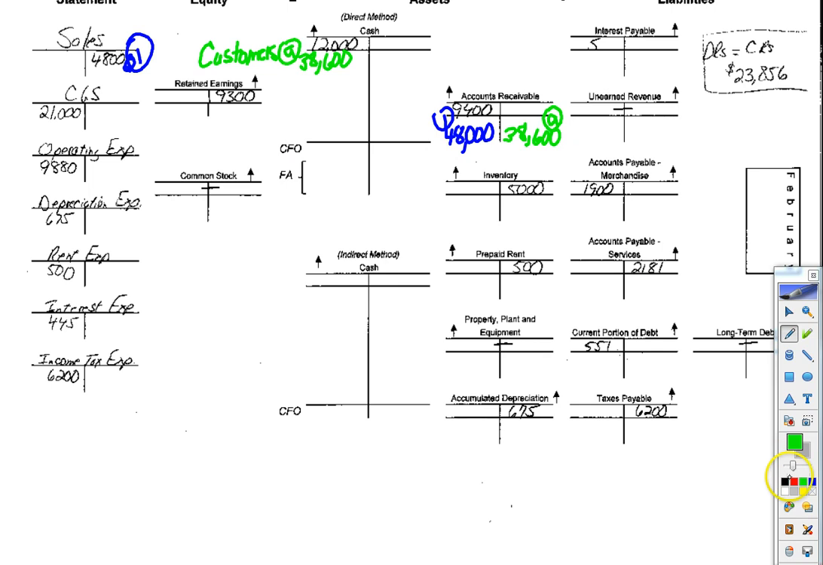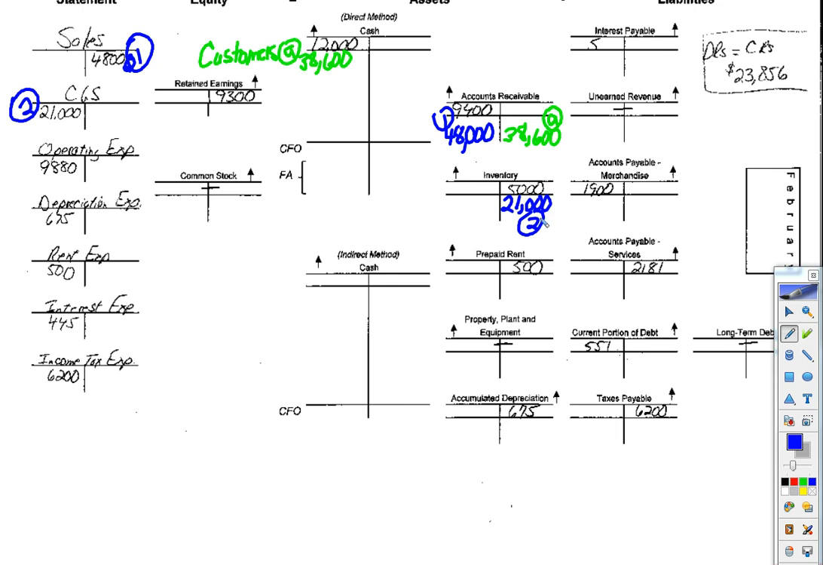Okay, let's move on to our next income statement account, cost of goods sold. So when goods are sold, if I see cost of goods sold on the income statement, look over here and think, okay, what's a related balance sheet account? Well, the account that represents goods is the inventory account. When we sell those goods, inventory goes down. So let's put that 21,000 on the downside.